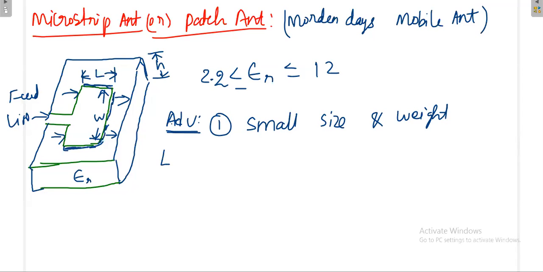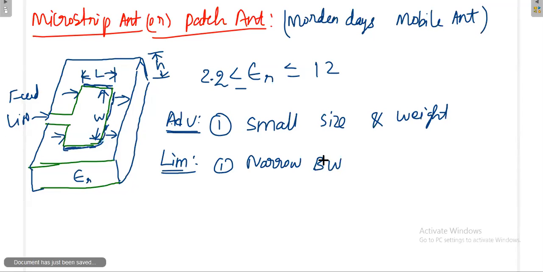Then what is the limitation? It has narrow beam width or bandwidth. Please make sure whether it is beam width or bandwidth. I'm having confusion. Definitely it is narrow band only, but I think it could have been narrow beam width. Please check it out. And the next important thing, this is most important.